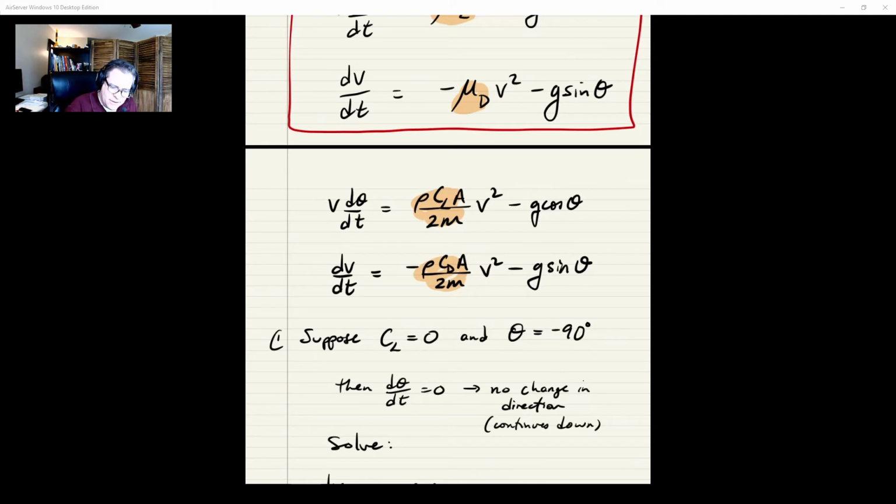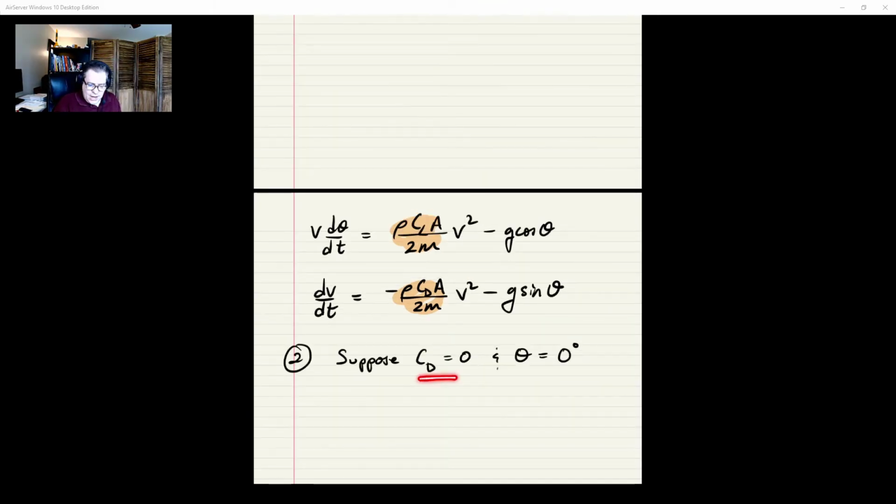Okay, and then another particular solution that we could find is if somehow magically the drag were to disappear. We could just remove this and set it at level flight. So let's take a look at that. Well, if the coefficient of drag is 0 and the angle is 0, then that factor goes to 0 and the sine of 0 is 0, and so this whole term zeroes out, and that means there's no change in the speed. It would just continue to move at a constant speed.